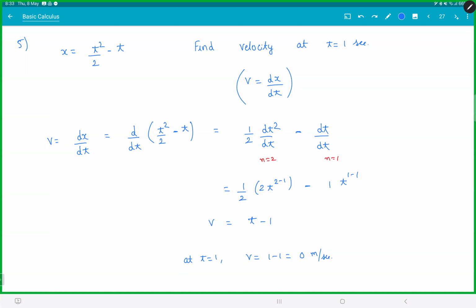Any doubts on this? Easy stuff. Same thing, like this is what I was asking. No one will ask you to find dx by dt. They'll ask you indirectly, which actually means dx by dt. So it's a differential.